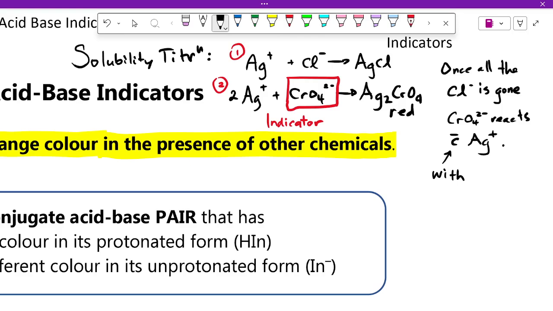No. So basically what would be happening is down in your flask, you would have Cl-. You would add Ag+, it would react with the Cl-, add the Ag, reacts with the Cl, because Ag likes being with chloride better than chromate. Okay? And so you keep adding it until all the chloride is gone. At that moment, the next drop of silver that you add will get together with the chromate. And once it gets together with the chromate, then you see that red color. And you'll be like, oh, my reaction is done. All the chloride is gone.